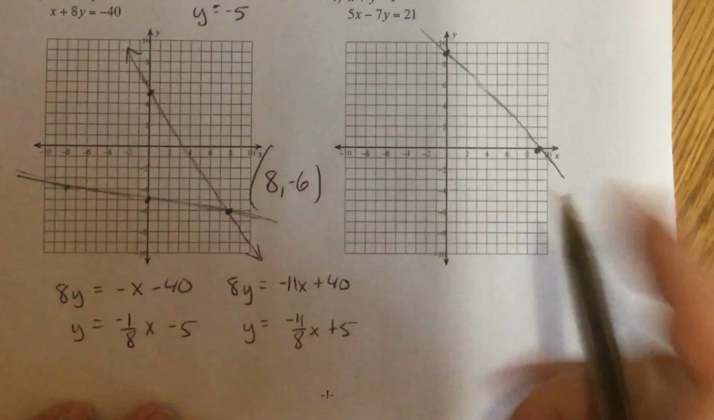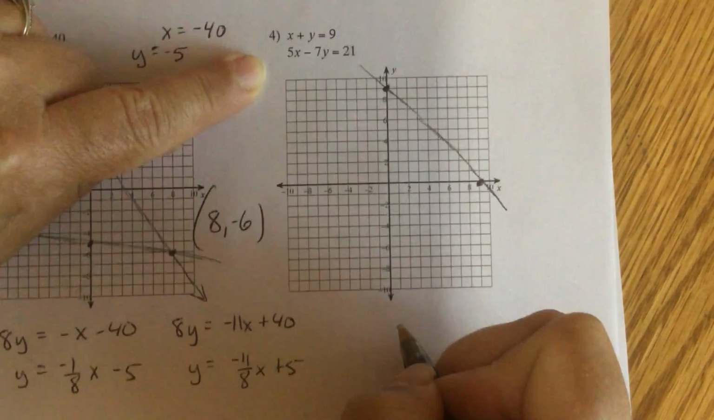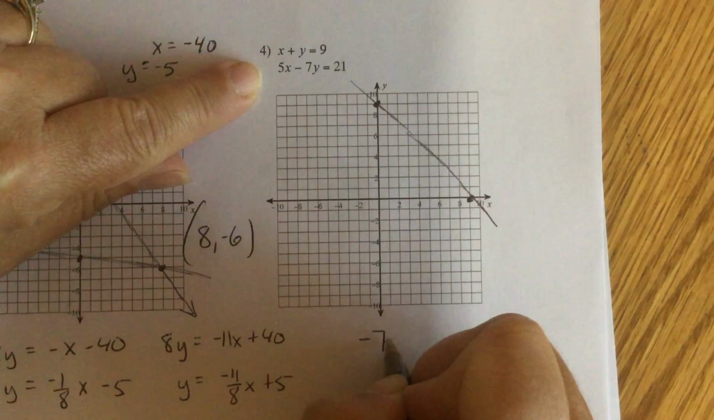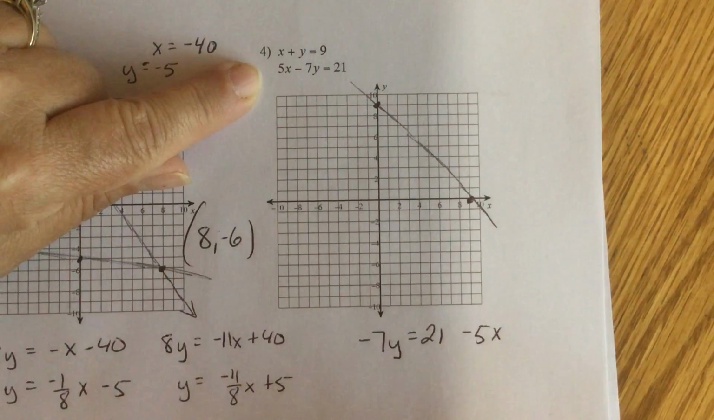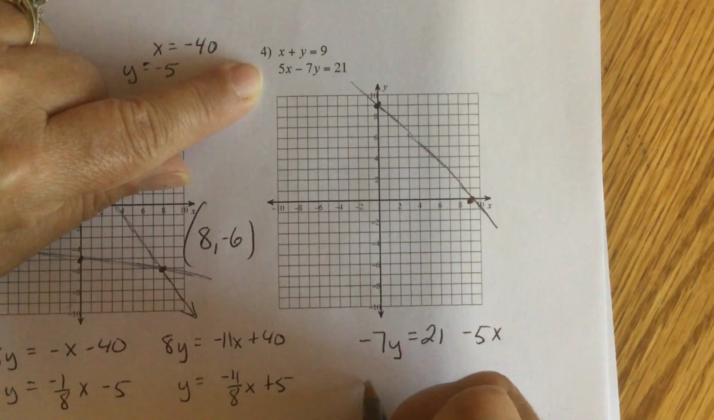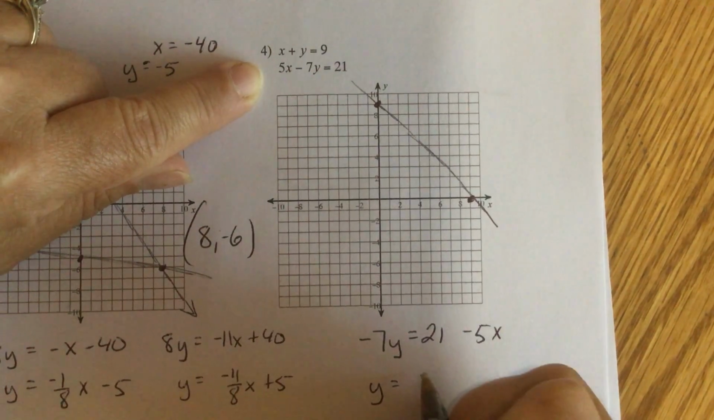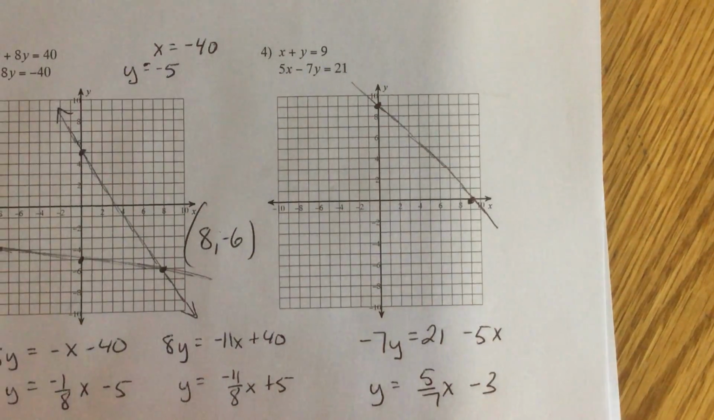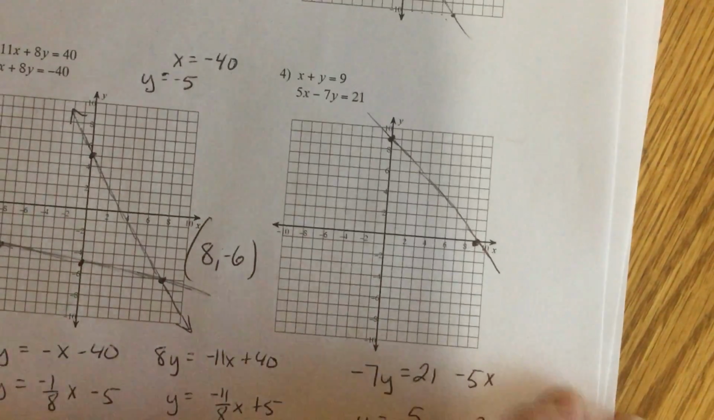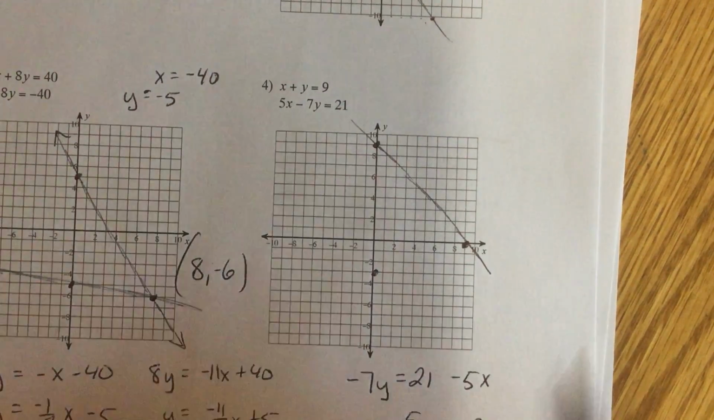Then this one, I'm going to rearrange. Negative 7y is equal to 21 minus 5x. I probably should have rearranged that, so I'll turn it around when I divide. So divide by negative 7, that would be 5/7 x minus 3. So I'm going to go to negative 3 for my y-intercept, and then my slope is positive 5/7.